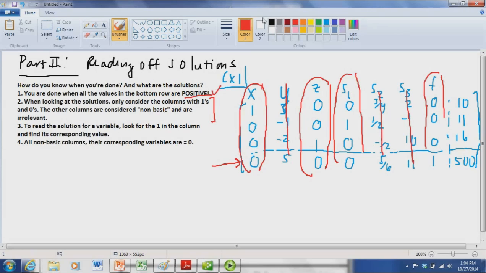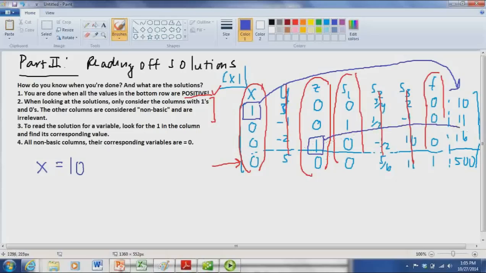Now to read off the column, locate the 1. There it is. And then find its corresponding value. So its corresponding value is 10. So we would say x is equal to 10. All right. Go to the z. Here's your 1 down here. What's its corresponding value? 16. So z is equal to 16.